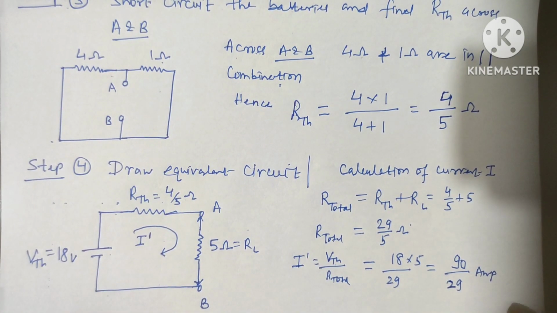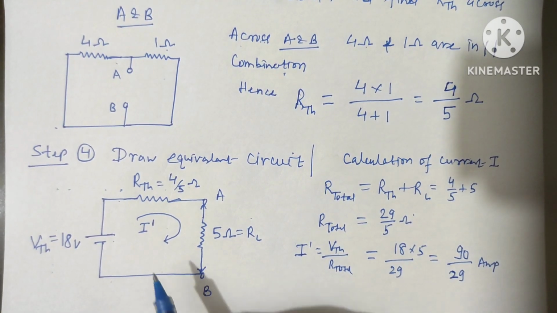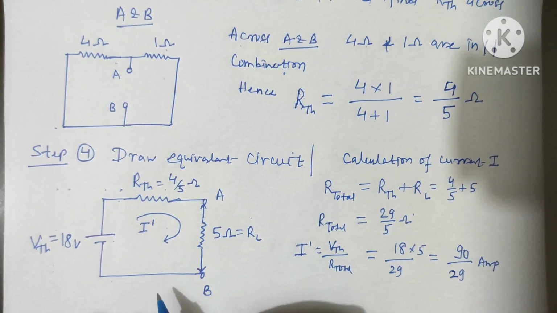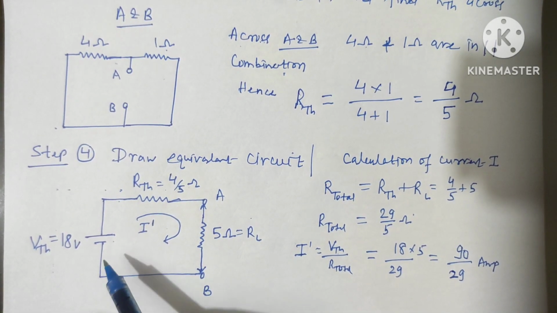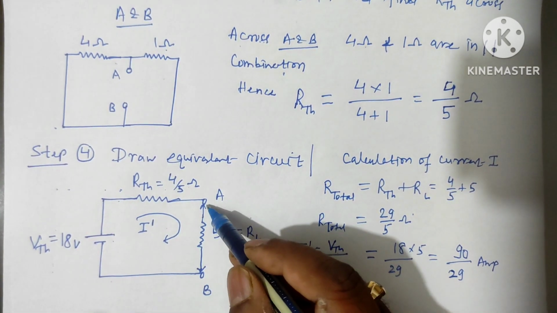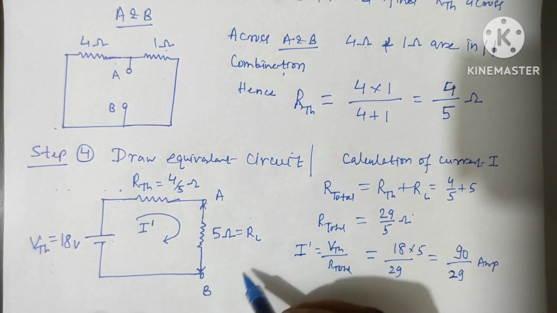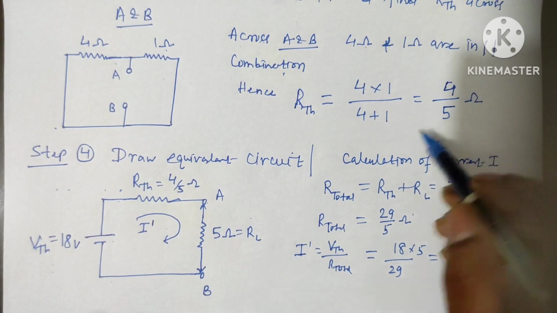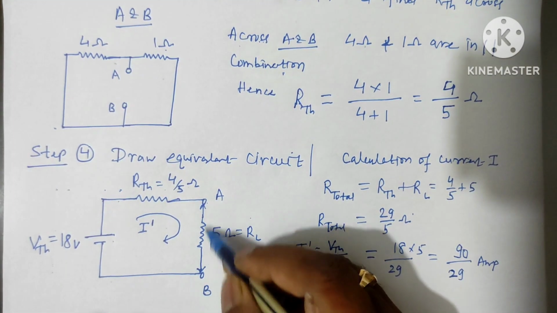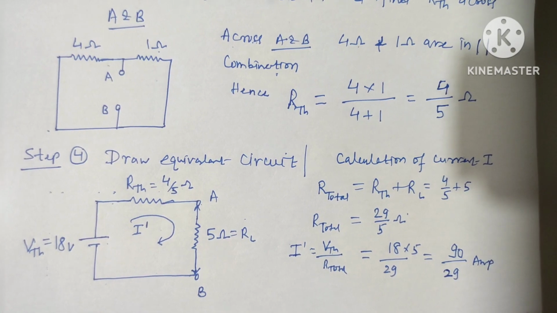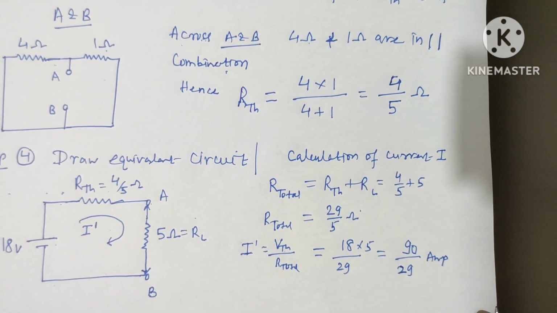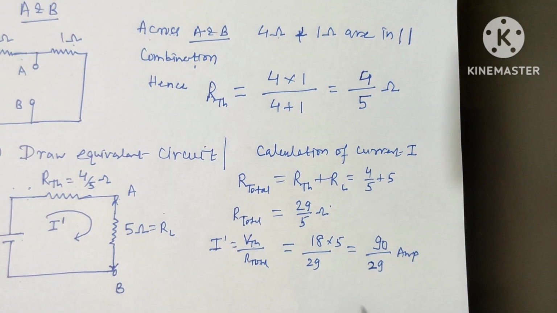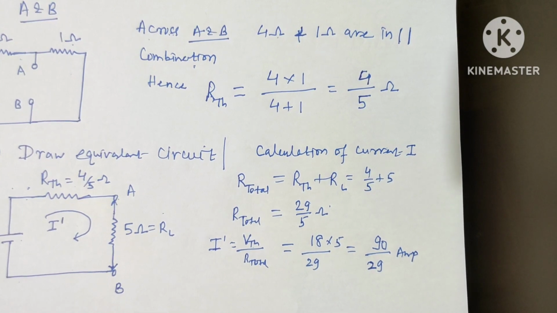Now our final step, that is draw the equivalent circuit. Having known the value of VTH and RTH, I can draw the circuit. That is here. It is a simple series circuit, and across A and B there is a load resistor of 5 ohm. So V Thevenin is 18 volt, R Thevenin, I have already solved, 4 over 5 ohm, and load resistance is connected here. In the question we have to calculate the value of I, means the current in the 5 ohm resistor. So this is the equivalent circuit, and now I can calculate I very simply.